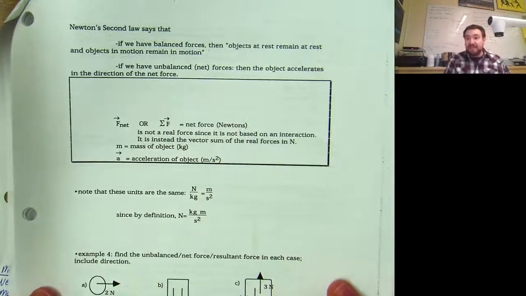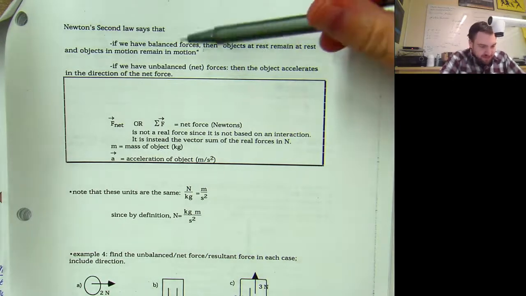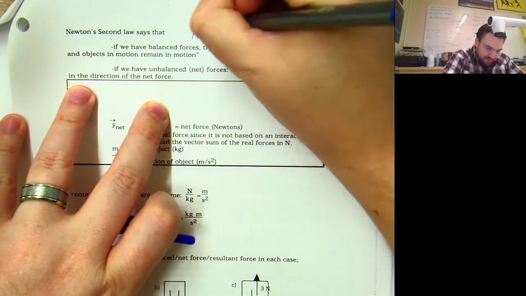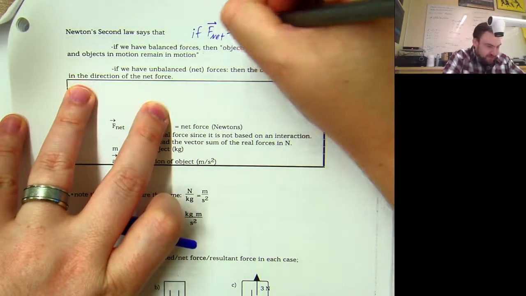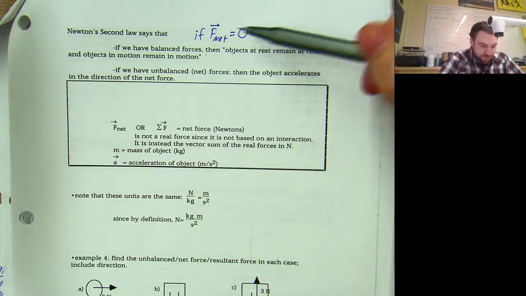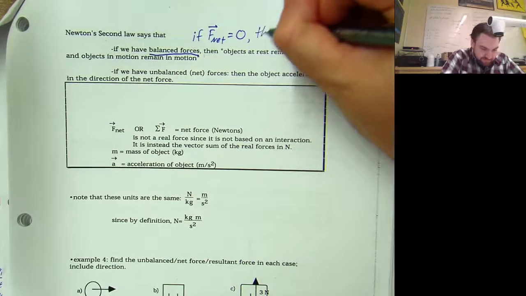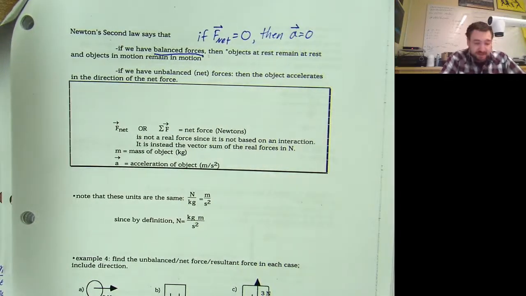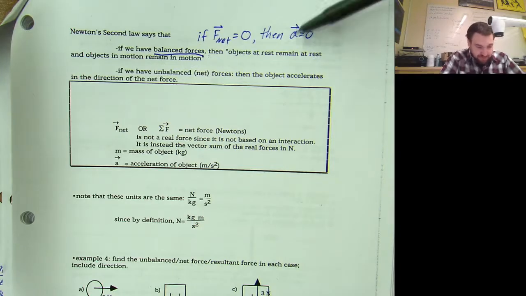Newton's second law says this. If we have balanced forces, then objects at rest remain at rest, and objects in motion remain in motion. So the math looks like this. If F net equals 0, so the sum of the forces is 0, this is what balanced forces look like, then the acceleration equals 0. The object will not be accelerating. The object will remain at rest, or if it's in motion, it will remain in motion. There is no acceleration on it.